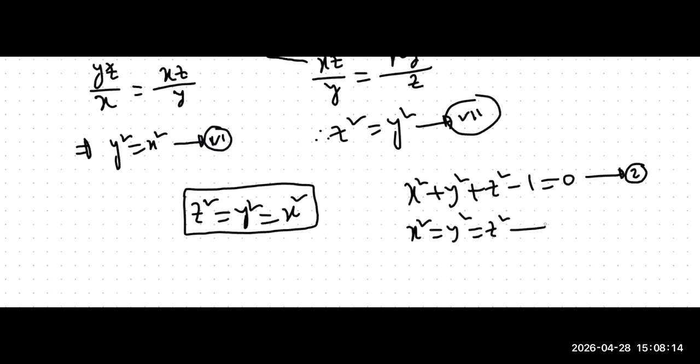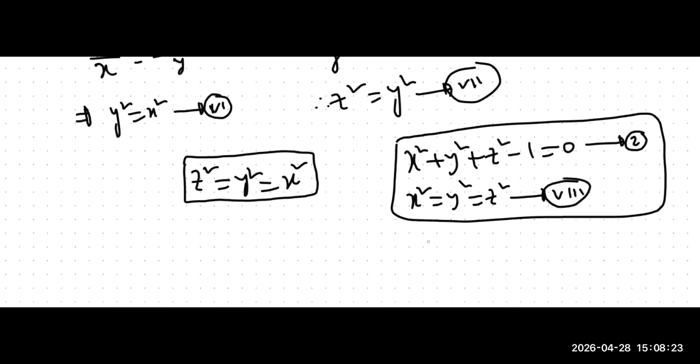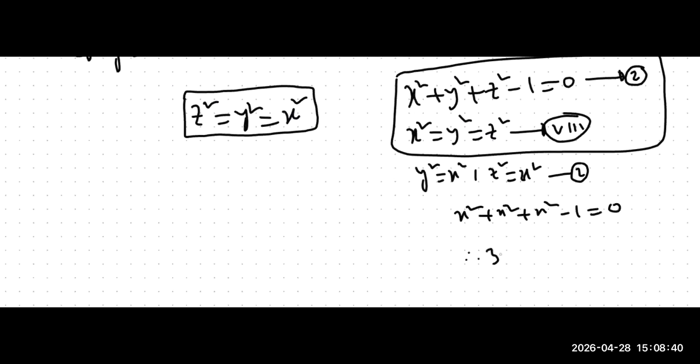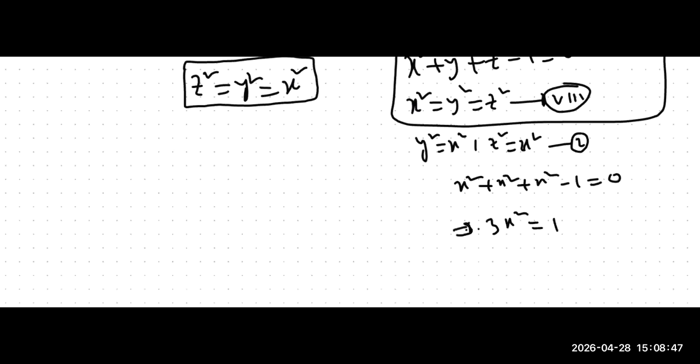So if this is equation number 8, then we can obviously calculate the combined solution of these two. So just put y square is equal to x square and z square is equal to also x square in equation number 2, then what do we get, x square plus x square plus x square minus 1 equal to 0. So 3x square equal to 1.